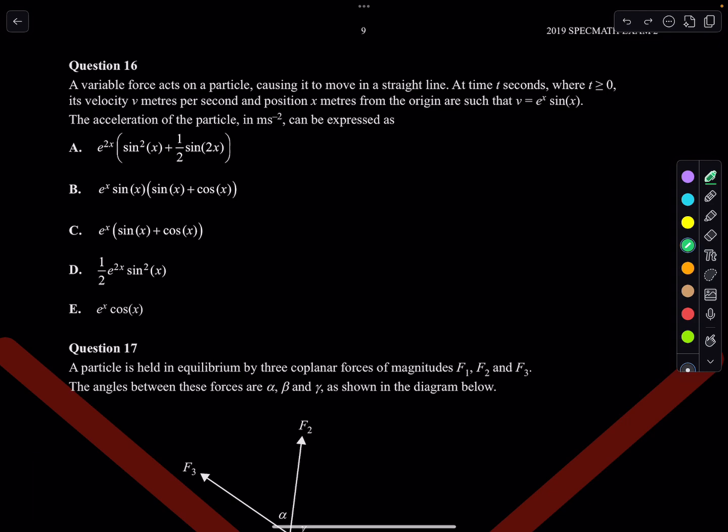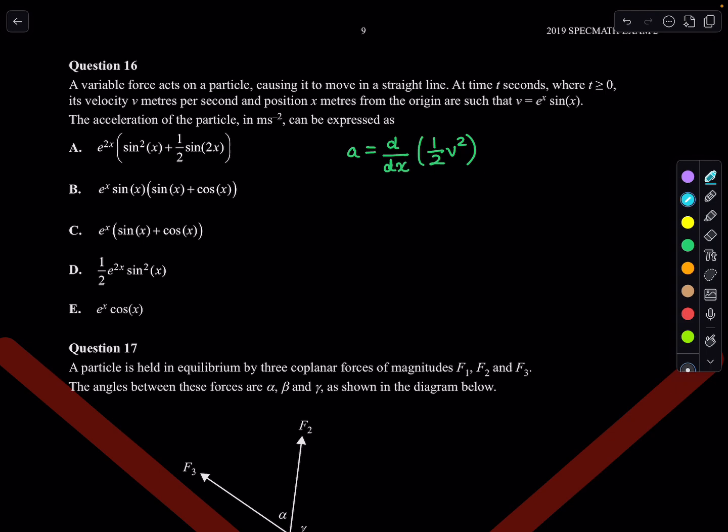A variable force acts on a particle, causing it to move in a straight line. At time t seconds, where t is greater than or equal to 0, its velocity v meters per second and position x meters from the origin are as given. The acceleration of this particle can be expressed as well. Really beautiful question. So we have v in terms of x, and I want to find the acceleration. We can use one of our acceleration formulas: acceleration can be written as d/dx of half v squared.